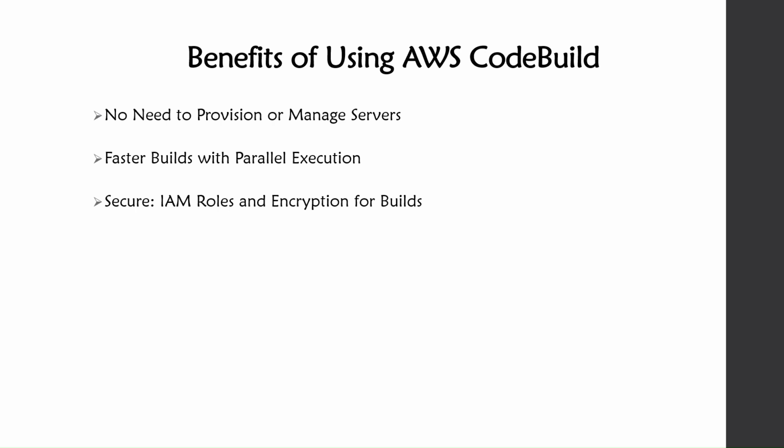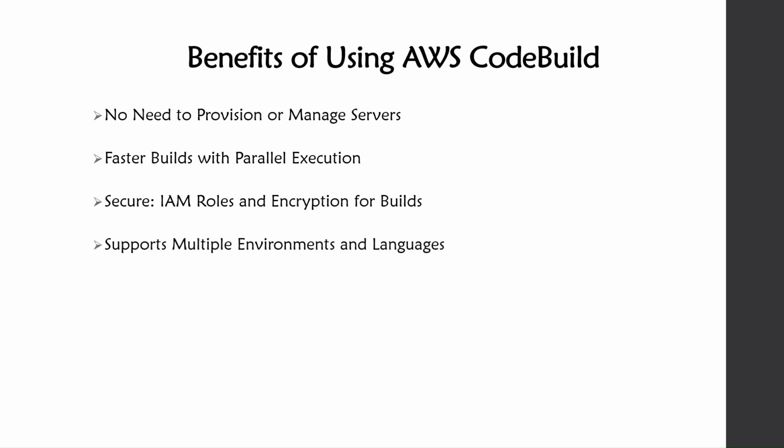The next thing we have is security benefits, with IAM roles and encryption for builds. Security is a key benefit of AWS CodeBuild. AWS Identity and Access Management ensures that only authorized users can access and modify the build environment. Additionally, CodeBuild encrypts build artifacts and logs, ensuring that sensitive data is protected throughout the build process. This level of security helps organizations comply with industry standards and regulations while safeguarding their code and resources.